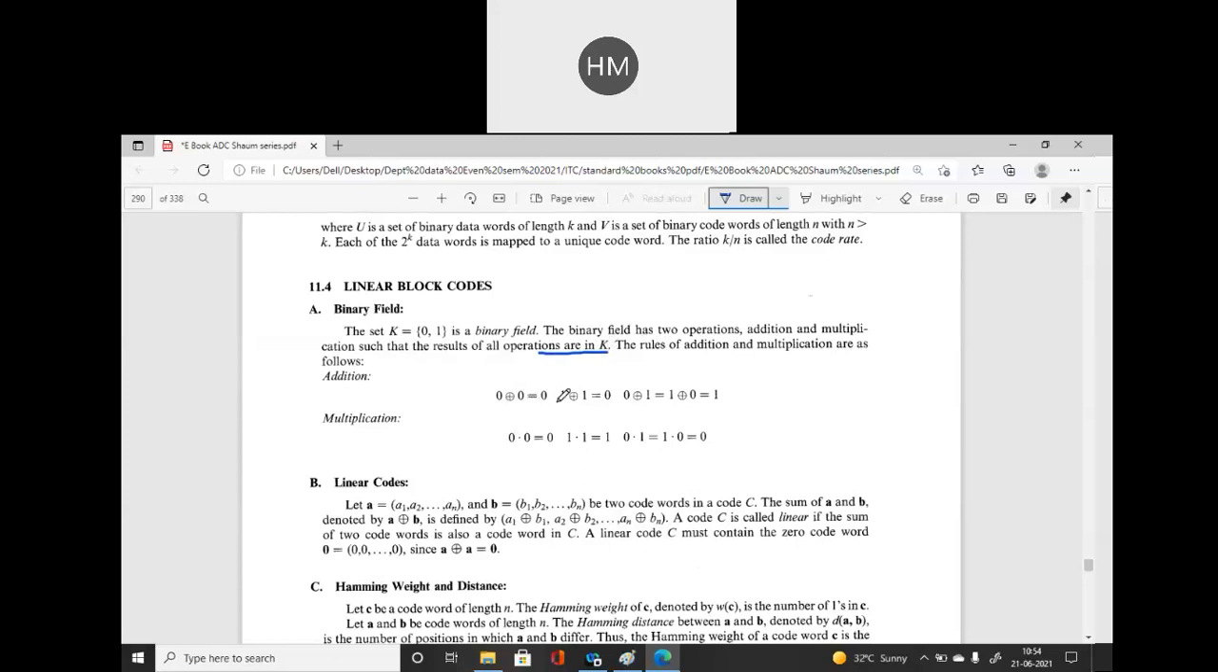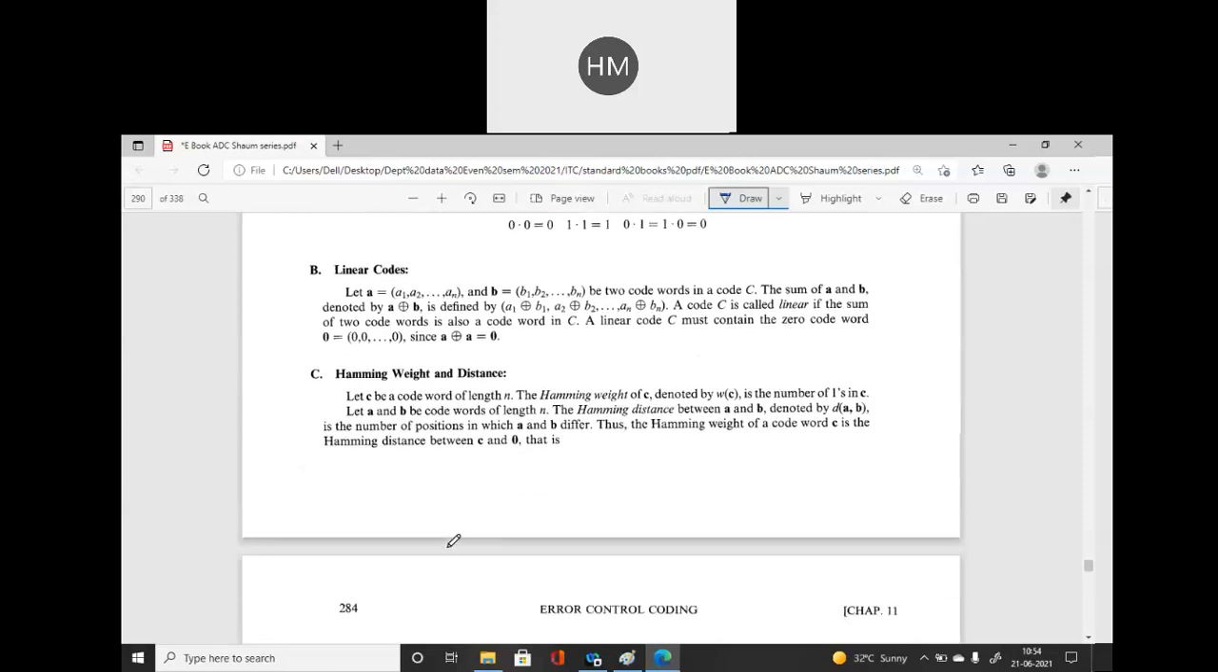0 XOR 0 is 0. This we have seen already. Multiplication: 0 times 0 is 0, 1 times 1 is 1, else it is 0. What was the definition of linear codes? If I am having two codes A and B, the sum of A and B is defined by this. A code C is called linear if the sum of two code words is also a code word in C. Okay? If by adding these two code words, a new code word is generated which is also present in C, then it is a linear code.